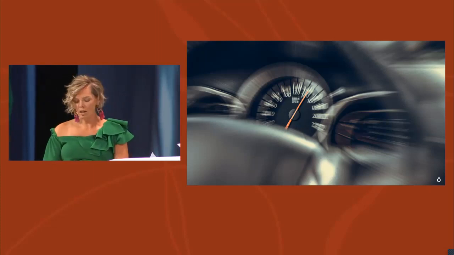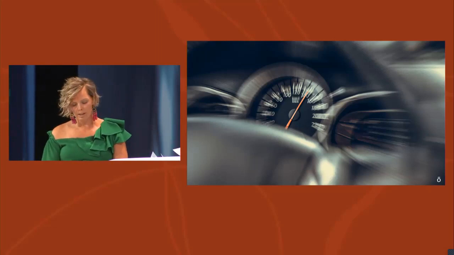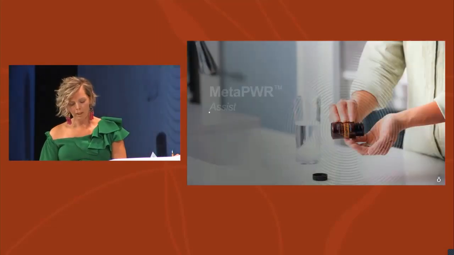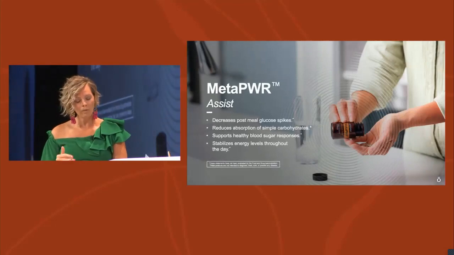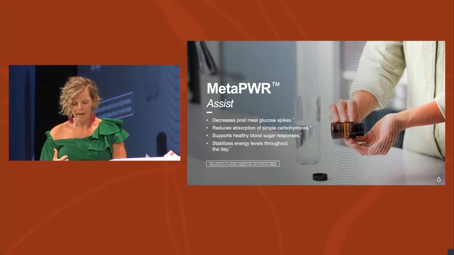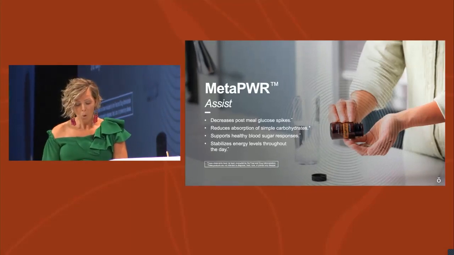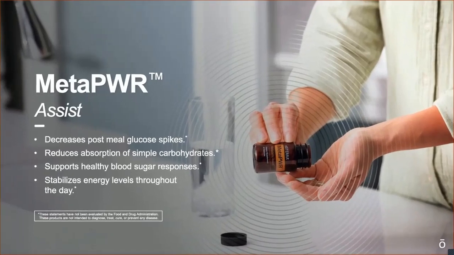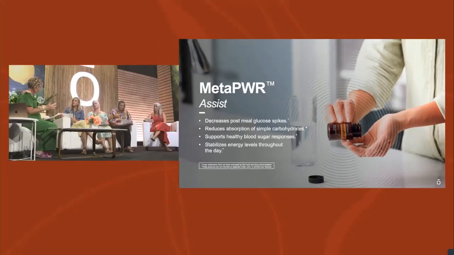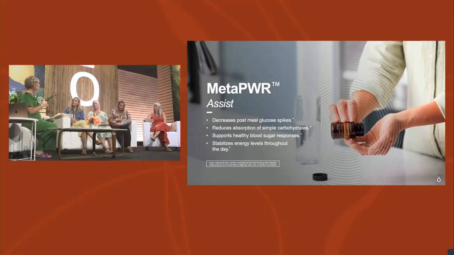So let's talk about the second product, MetaPWR Assist. This is a natural supplement formulated to help smooth out the curves in normal range blood sugar. This product is so important for closing that gap between lifespan and health span because blood sugar levels are one of the most significant markers of our health. Over time, elevated blood sugar levels can have permanent consequences on our bodies. So coming back to the car analogy, if we're slamming on the gas and braking hard every day, that's causing much more wear and tear than if you were driving smoothly. Same thing for those spikes.